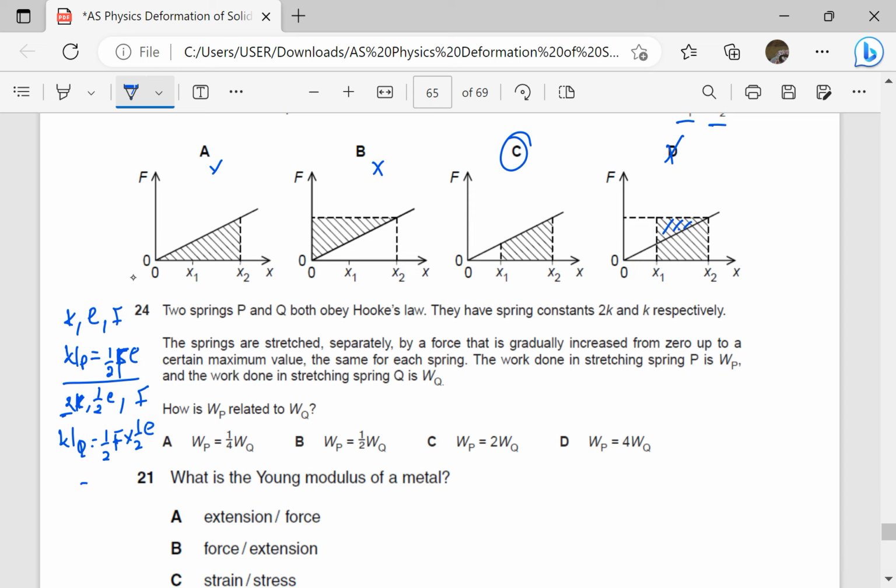So it means I have this as a half into, again, a half F times e. But note that a half Fe is WP. So it means WQ is going to be the same as a half of WP. So the answer is going to be, which one?